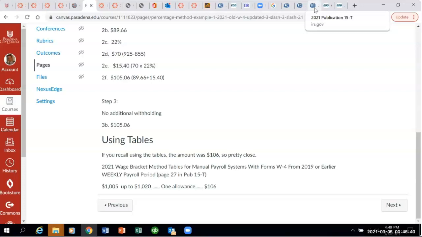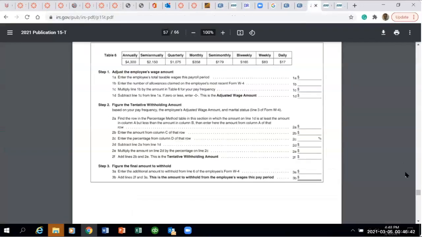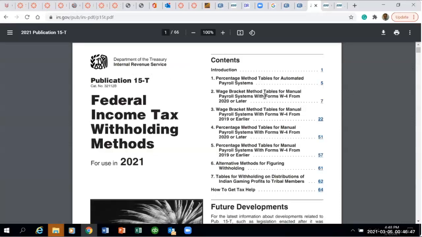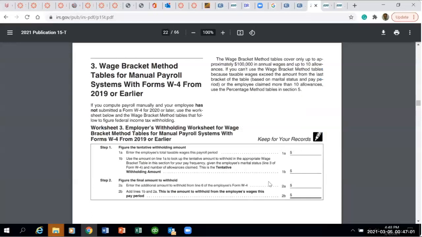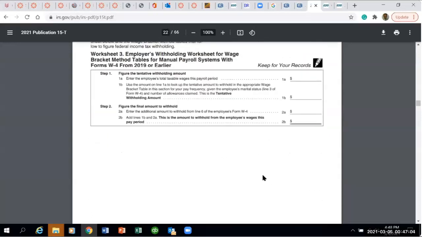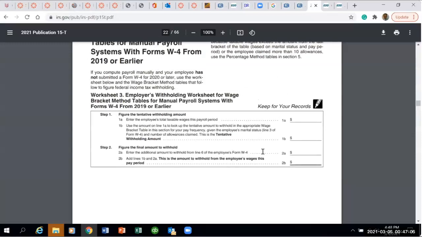So let's go to 15T, go all the way top, manual payroll with forms, with form 2019 or earlier. So that's page 22. So in page 22, this is the worksheet again. It says enter the employee's taxable wages this payroll period. So you put that right there.